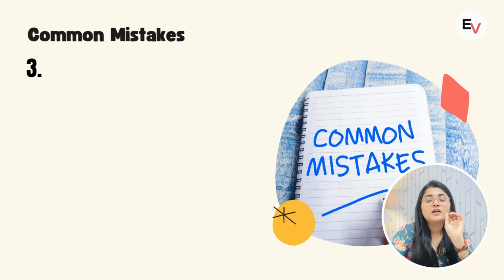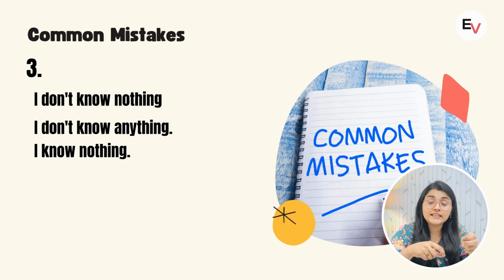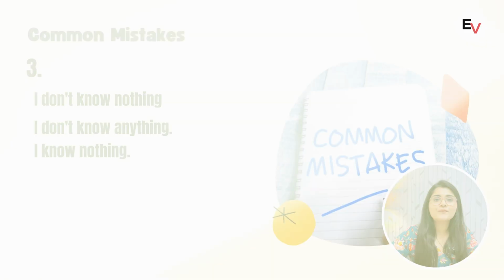Mistake number three, double negatives. Now, this is a mistake people usually make when they are rushing with their sentences. For example, I don't know nothing. No. Here you will say I don't know anything or I know nothing. You can use either of them. Now, that's pretty much it about negatives.